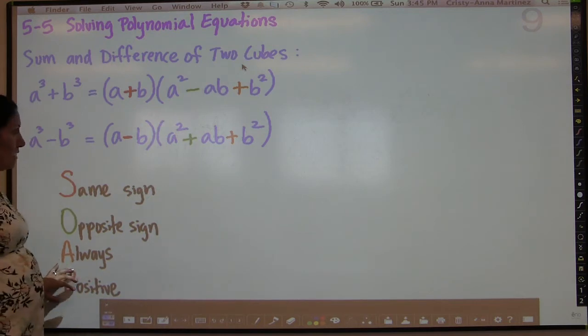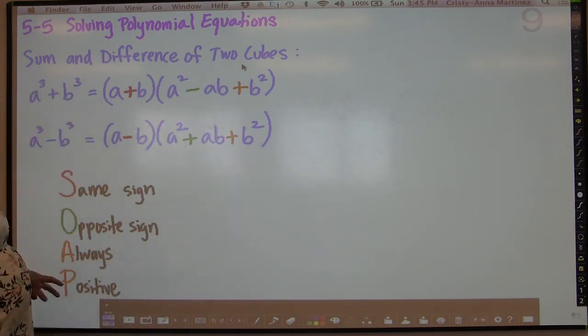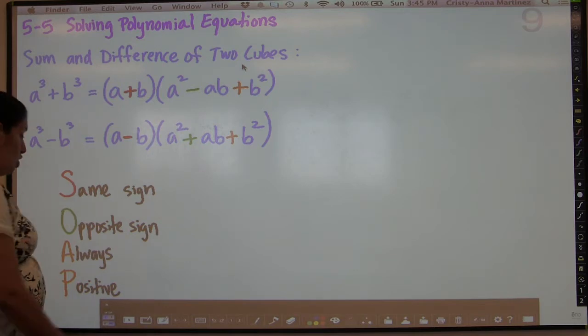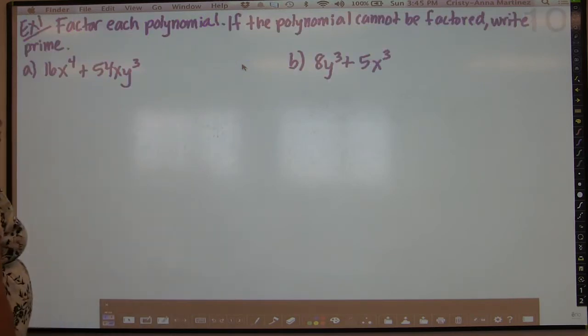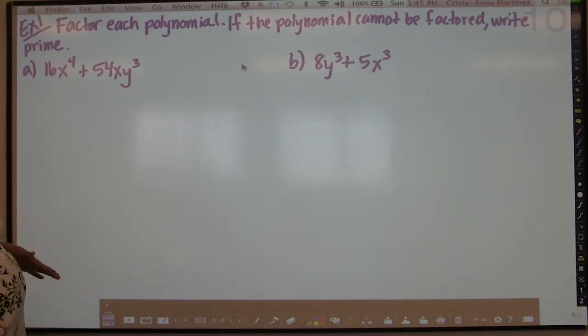And the last one is the plus b squared. In both cases you get a plus b squared. So the AP stands for always positive. The SOAP acronym helps you remember that when you're doing the sum and difference of 2 cubes. So we're going to start here with how to do this. And of course, like I said before, we're just going to be factoring right now. We're not solving just yet.